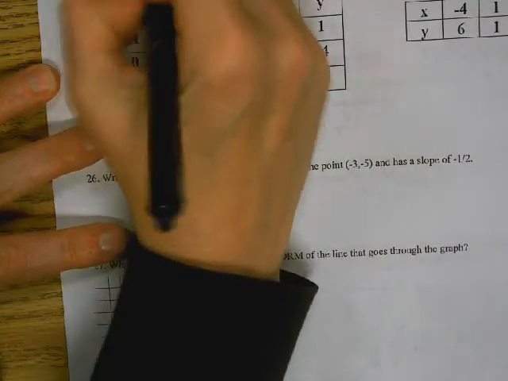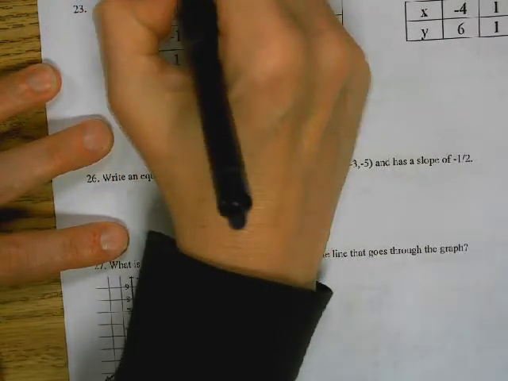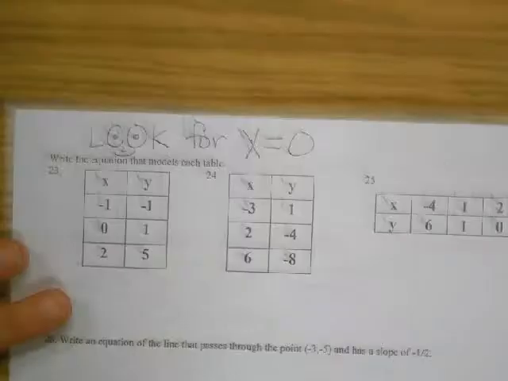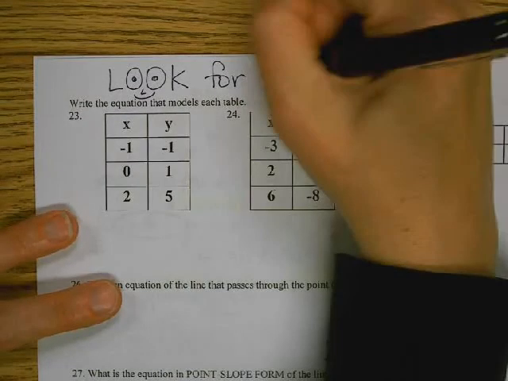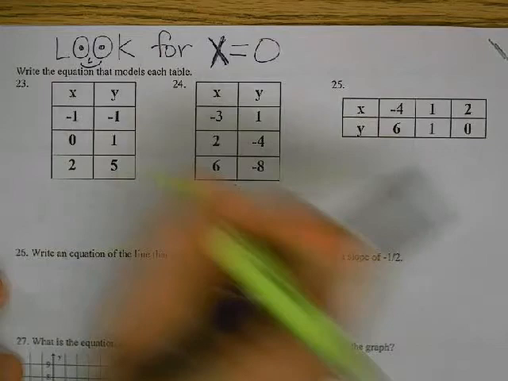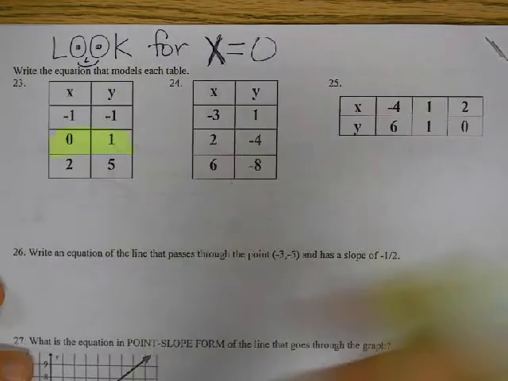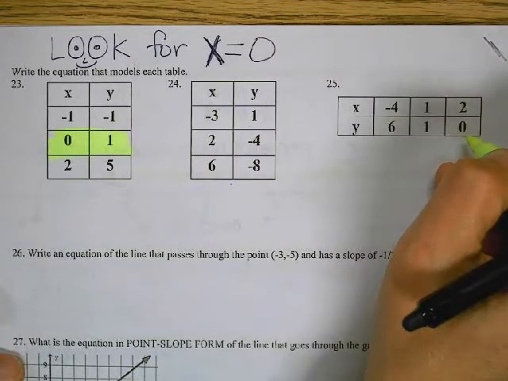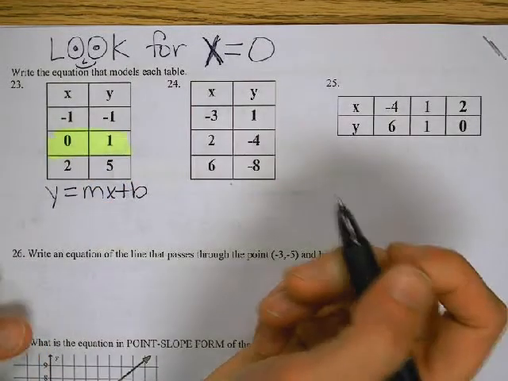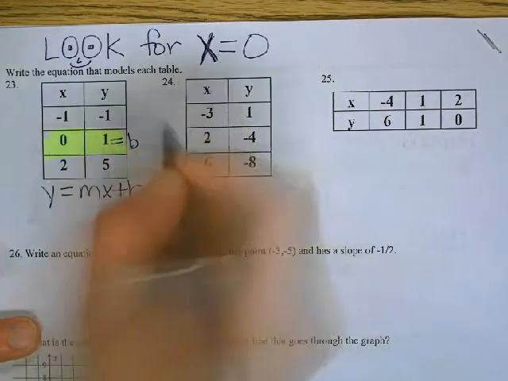Alright, on the back side, writing a few more equations. Write an equation to match the table. So, on the table, the first thing you're going to look for is when x equals 0. You're going to look for when x equals 0. If you have x equals 0 in your table, you're good to go. So in 23, I have an x equals 0. But in 25, is that x? No, that's y. So I can only use y equals mx plus b for this first equation, and that's only because positive 1 is my b.